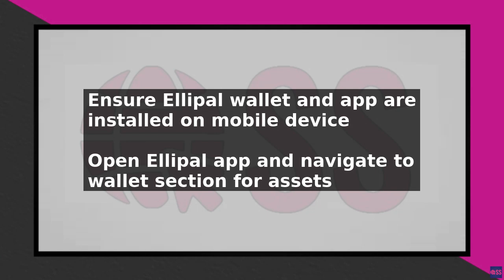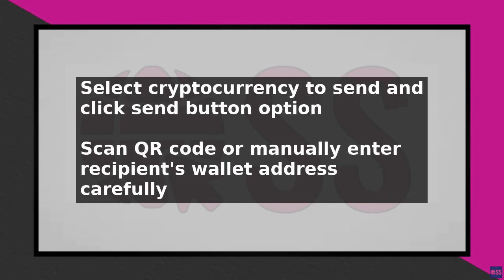You will then be required to scan the QR code of the recipient's wallet address or manually enter the address. It is crucial to double-check the recipient's address to avoid sending your cryptocurrency to the wrong address. After entering the recipient's address, you will be prompted to enter the amount of cryptocurrency you want to send. You can choose to send the entire balance or a specific amount.